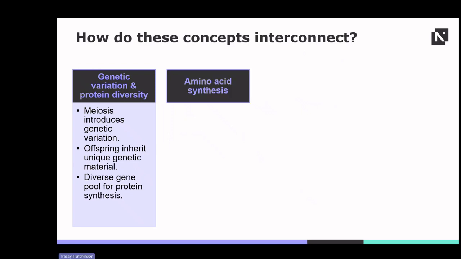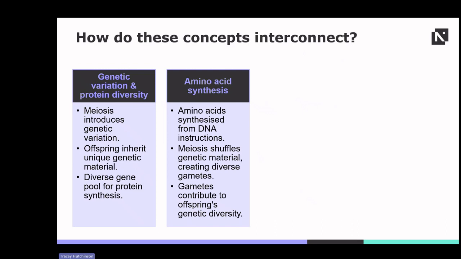Amino acid synthesis. So amino acids, the building blocks of proteins, are synthesized in cells through complex biochemical pathways. The genetic information encoded in DNA determines the sequence of amino acids in protein. During meiosis, genetic recombination and crossover events shuffle genetic material between homologous chromosomes, leading to the creation of genetically diverse gametes. These gametes, upon fertilization, contribute to the genetic diversity of offspring, ultimately influencing the variations in protein sequences and functions.